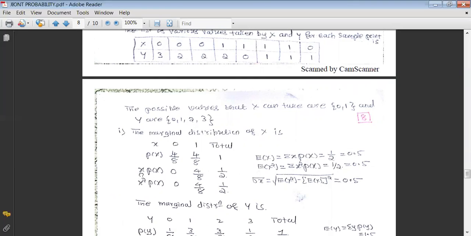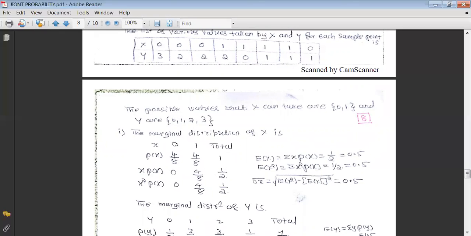Now, let us calculate x into p of x. 0 into something, that is 0. 1 into 4 by 8, that is 4 by 8. Its total is 4 by 8, that is equal to 1 by 2. Now x square into p of x. Already x into p of x is here. For that, if you multiply by x, that is 0 into 0, that is 0. 1 into 4 by 8, that is 4 by 8. Again, it is 1 by 2.